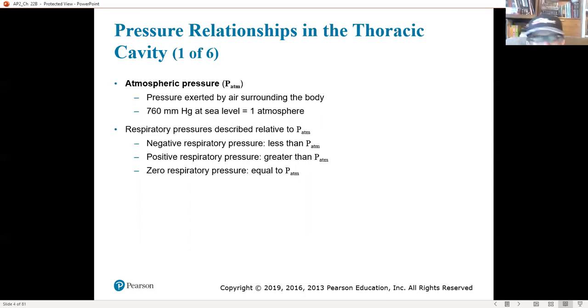That's a fancy way of saying that if you have positive respiratory pressure, you have higher pressure in your lungs than you do in the air of the atmosphere, and you're going to be exhaling, pushing air out of the body. Anyway, if the respiratory pressure is 0, that means that it's the same as the atmosphere.